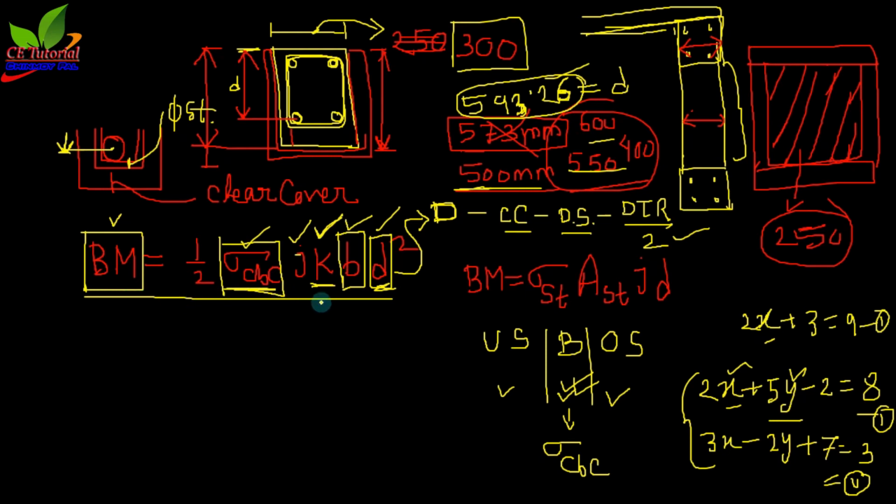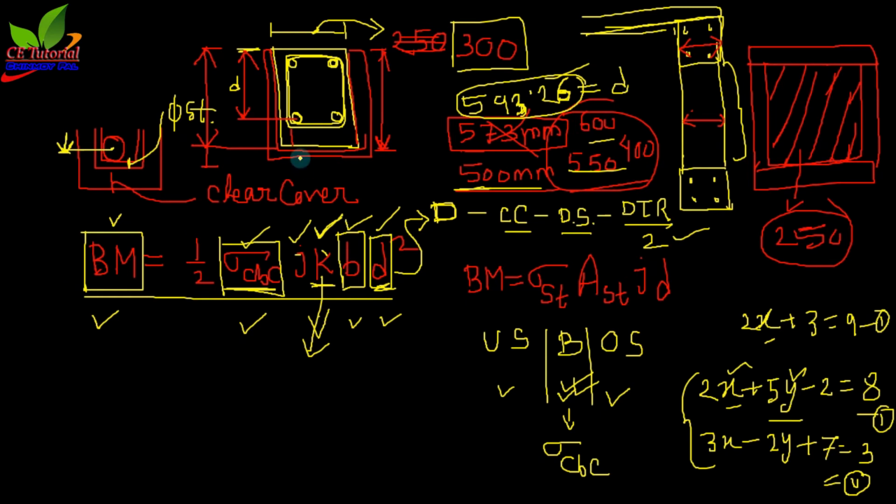So in this case, now you have only one unknown. Bending moment is known, sigma cbc value is known, b value is known and d value is known. So you have only one unknown, and j depends upon k. So if I say this is actually 1 minus k by 3, then only the k value is unknown. So you need to calculate the k value, nothing else. Now this is only one part of the design.